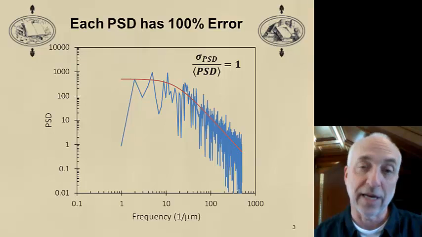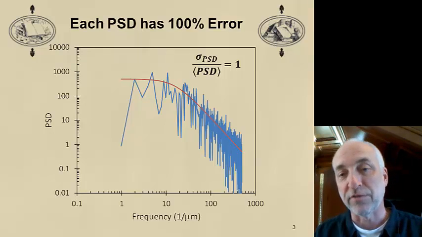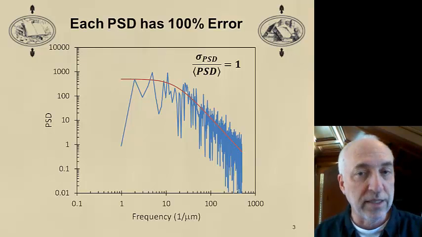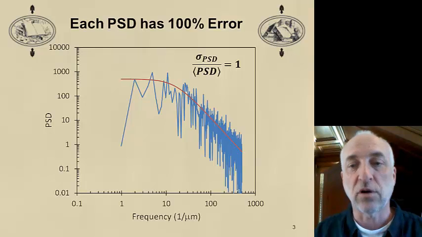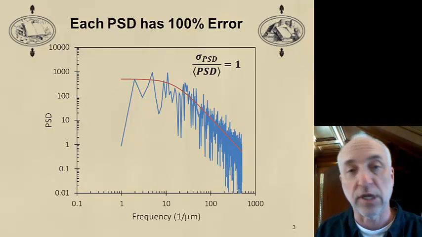That is a lot of error. When you have 100% error in every data point, it makes you wonder how much information is really there. But in fact, there is information. But it's so noisy that it's hard to really see what that information looks like unless we do some averaging.